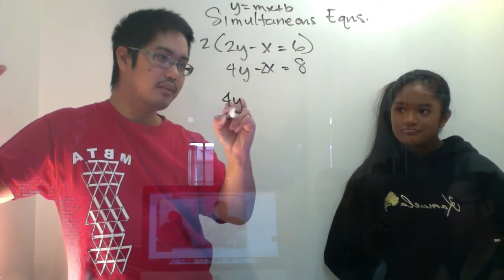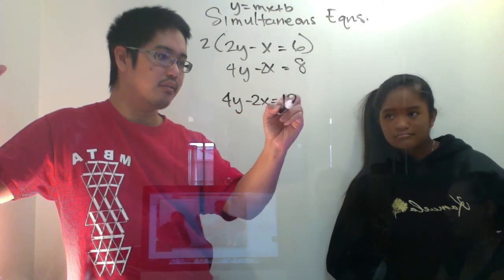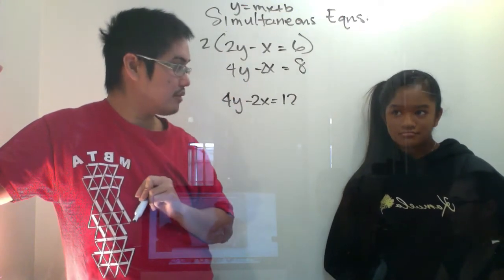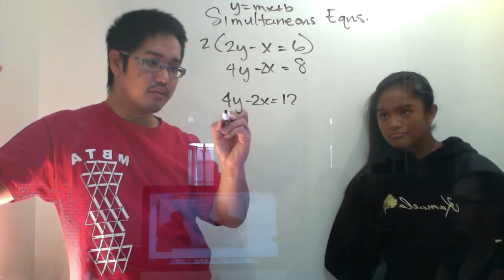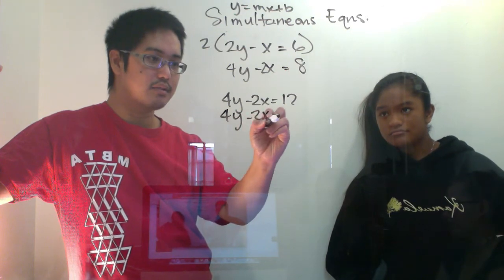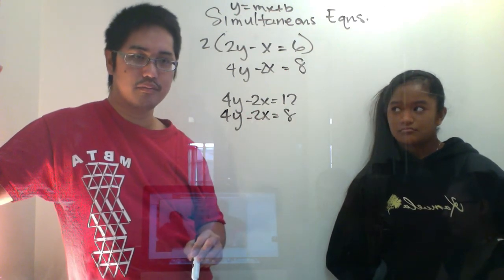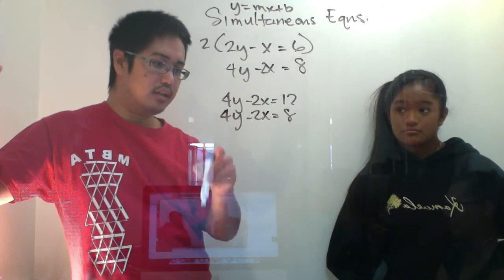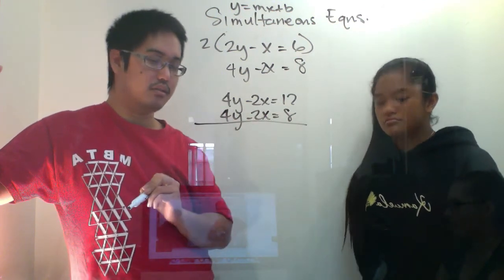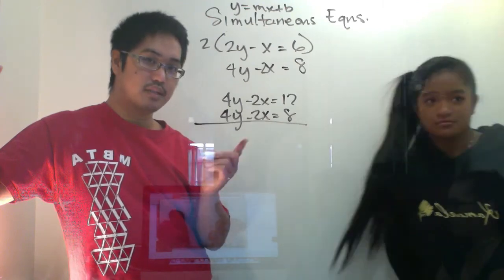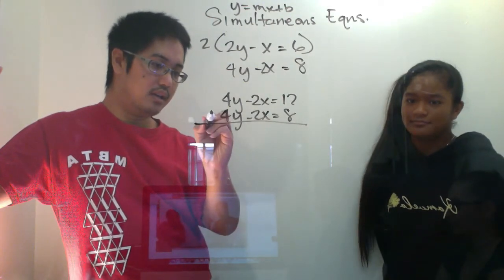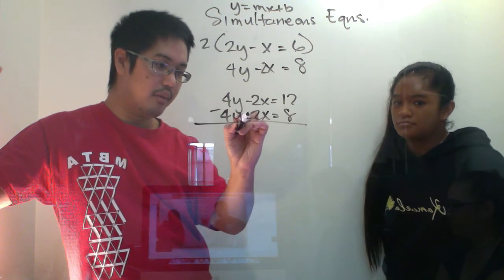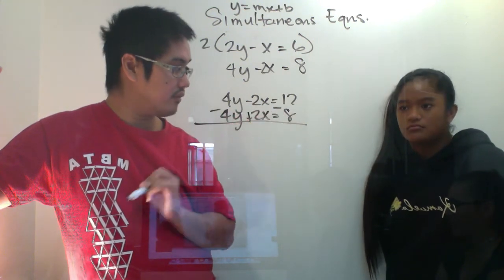So I have 4y minus 2x equals 12. Pretty cool? It's 2, 2, 2. I'm going to keep the bottom equation. 4y minus 2x equals 8. Pretty cool? I'm going to subtract these two equations. But instead, I like changing the sign of everything on the bottom, so I make it negative, positive, negative.